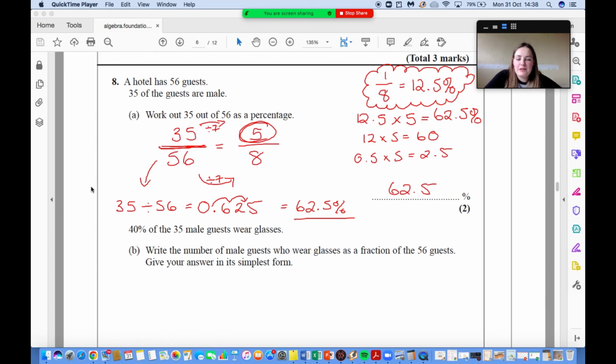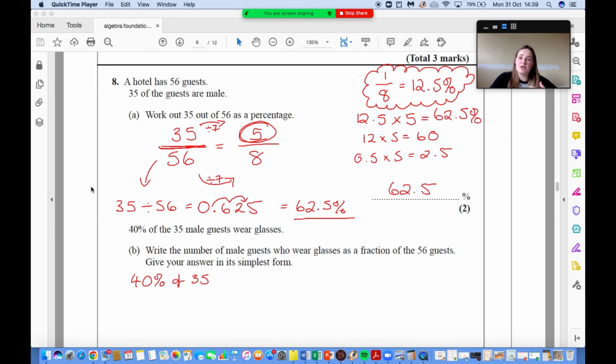Now then, it says here that 40% of the 35 male guests wear glasses. Write the number of male guests who wear glasses as a fraction of 56 guests and give your answer in its simplest form. So the first thing you need to do is work out 40% of 35. If you'd like to pause the video and have a go at that question, do so now, and then press play and I'll go through the rest.